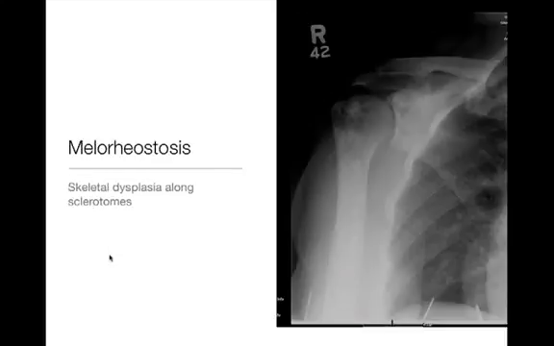Melorheostosis is a skeletal dysplasia which runs along sclerotomes. Here you see these sclerotic bands and cortical thickening extending along the humerus. There's also sclerosis of the scapula. Typically, melorheostosis is described as a dripping candle wax appearance going along the bone. And you can see that either isolated in one bone or in multiple bones as well. There's no malignant potential to melorheostosis, but it can be painful and can cause problems if it crosses joint spaces or rubs against a neurovascular bundle or something.